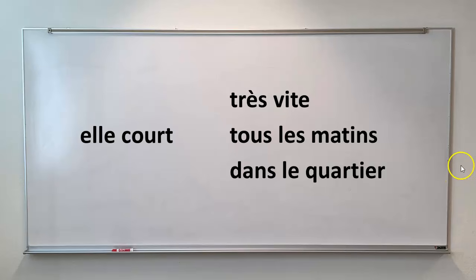Now we have our subject pronoun on. One. So one runs. Remember, this can also mean we run, very informally. You run, they run, people run. It's just a general statement. On court. One runs very fast. On court très vite. One runs every morning. On court tous les matins. One runs in the neighborhood. On court dans le quartier.